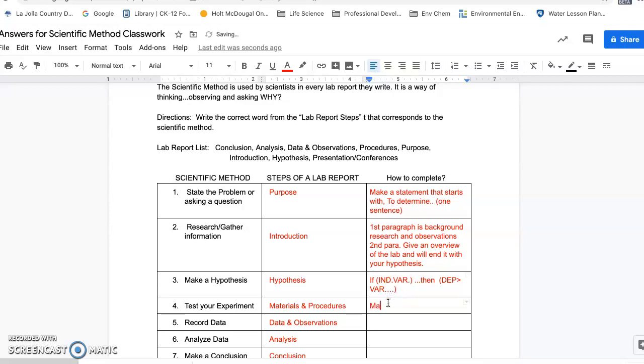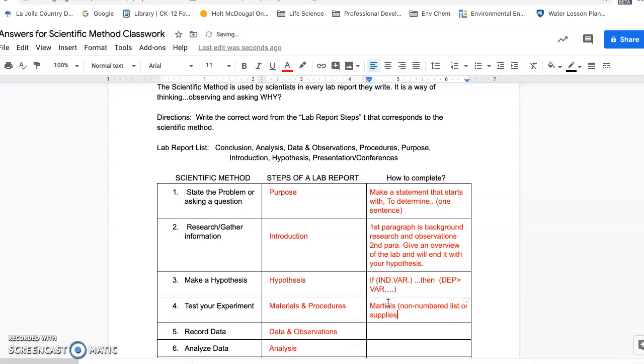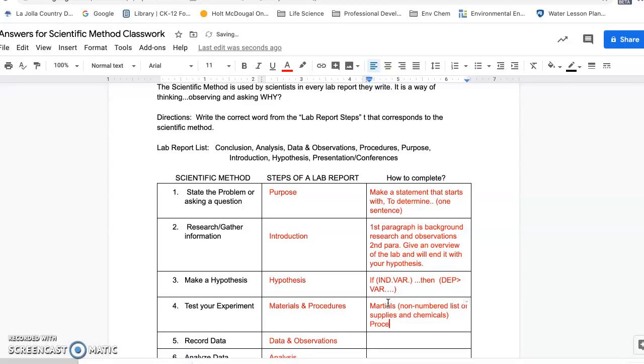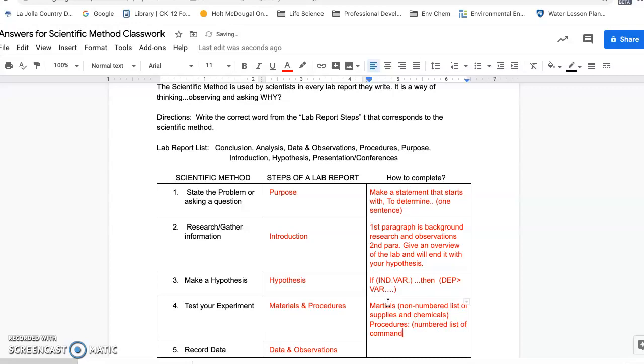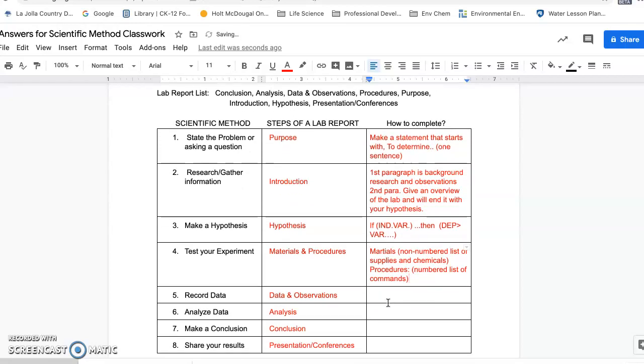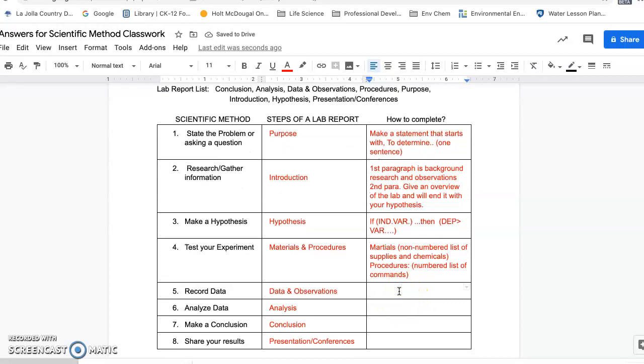When you make your materials list, this should be a non-numbered list of supplies that you need and chemicals. And your procedures, that should be a numbered list. Very simple commands, no pronouns needed.